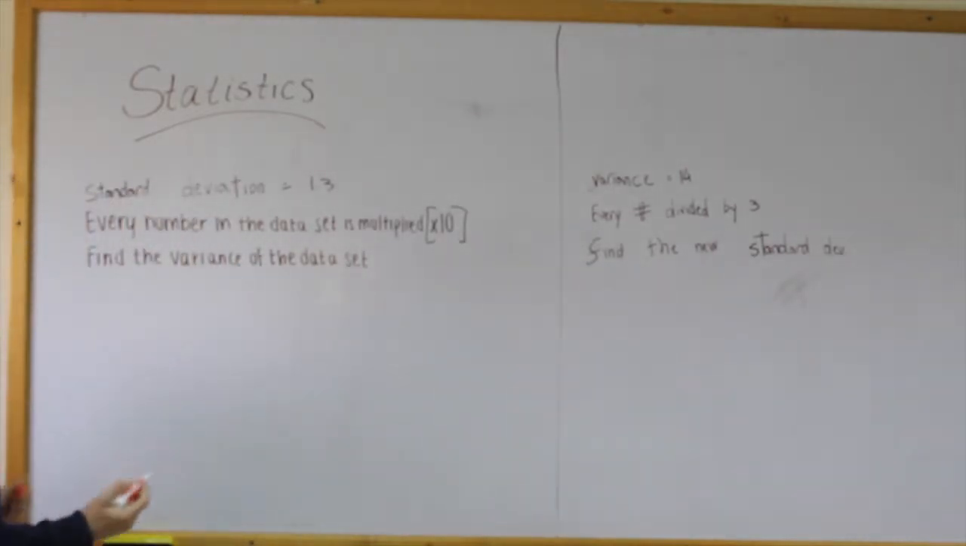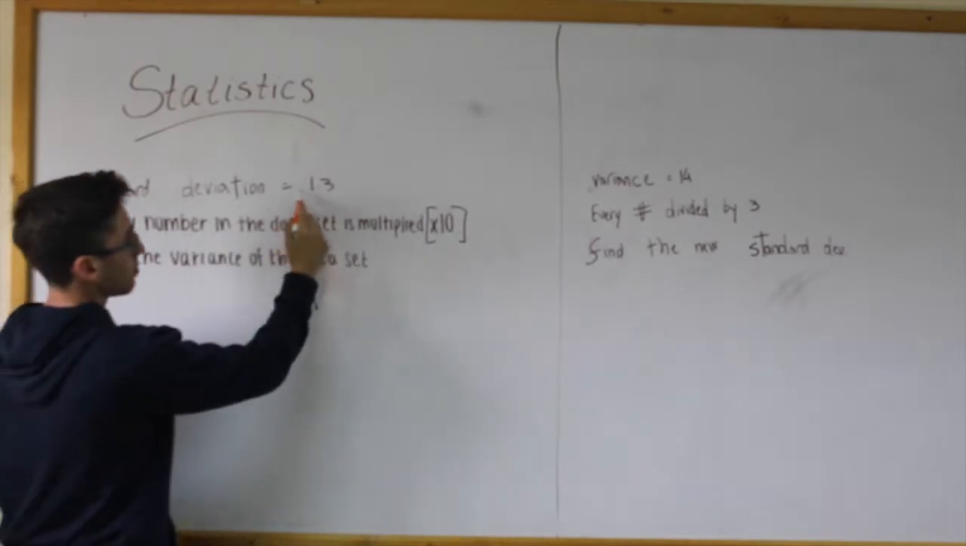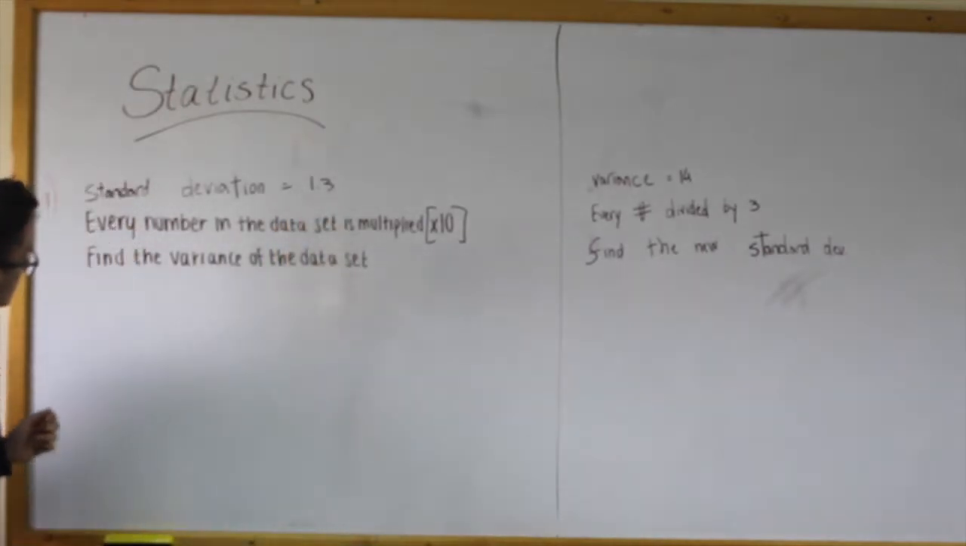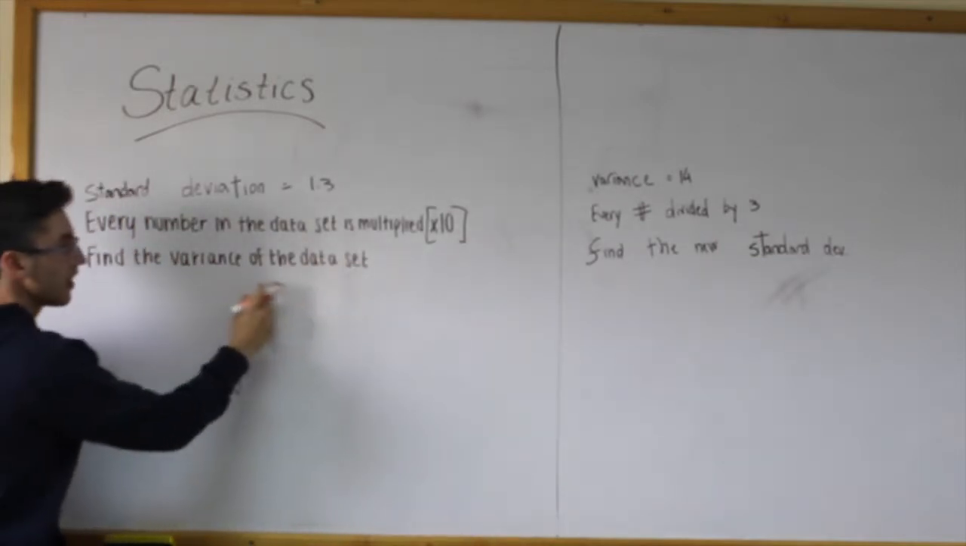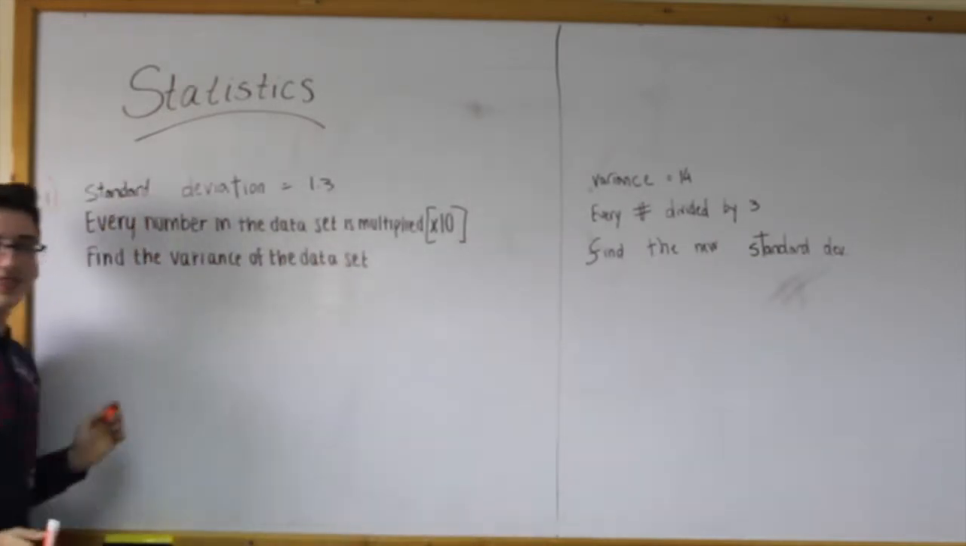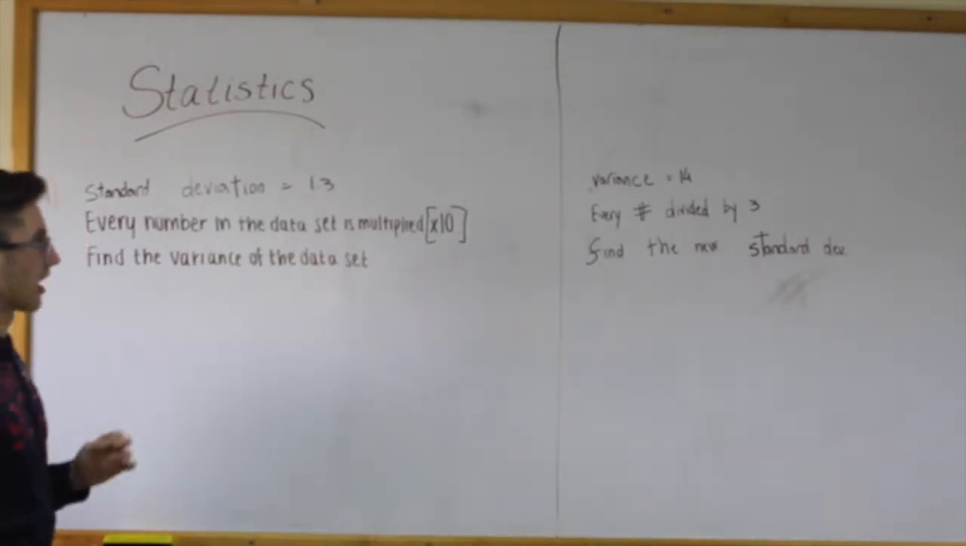So first of all, this is the first question. What they're asking is that they give you the standard deviation, which is 1.3, and then the question asks, every number in the data set is multiplied by 10. Find the variance of the new data set. Okay, so basically this problem is very simple, but it looks pretty complicated.